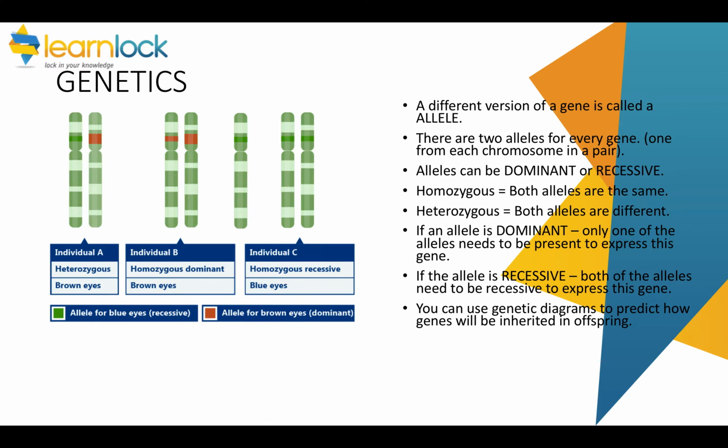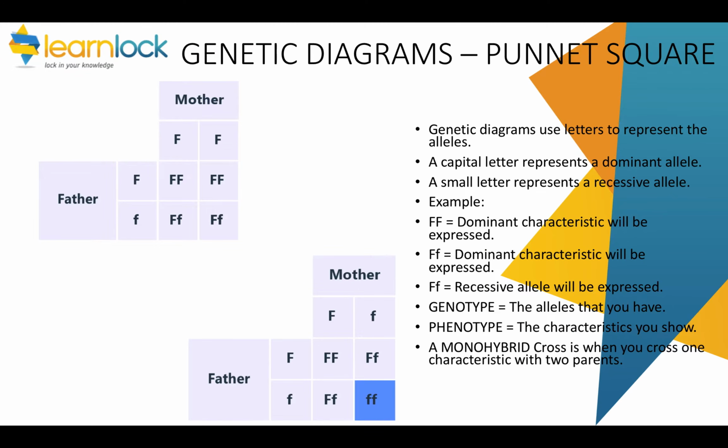In the case of dominant alleles, only one of them needs to be present to express this gene. With recessive alleles, both of them need to be recessive to express the gene. We can use genetic diagrams to show this in a little bit more detail. These diagrams are called Punnett squares, and when we use genetic diagrams, we use letters to represent the alleles. So a capital letter represents a dominant allele, and a small letter represents a recessive allele.